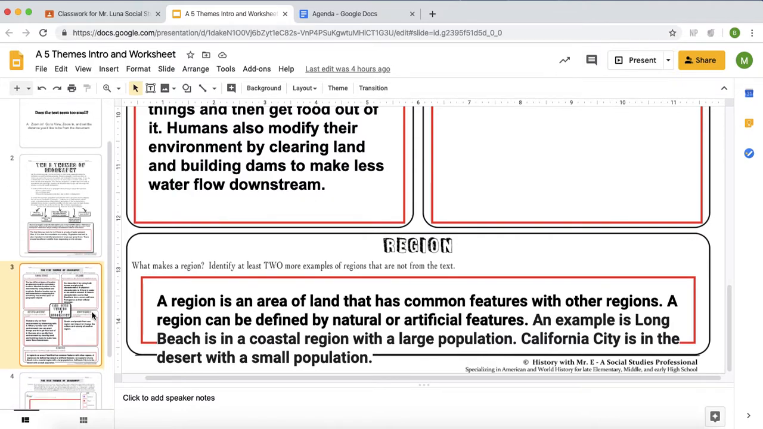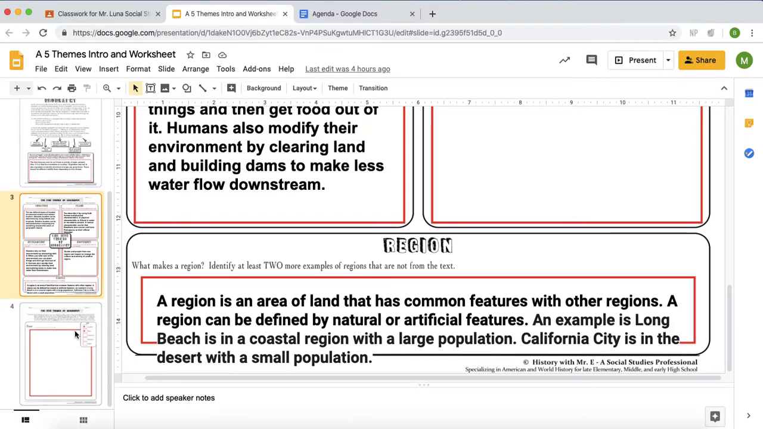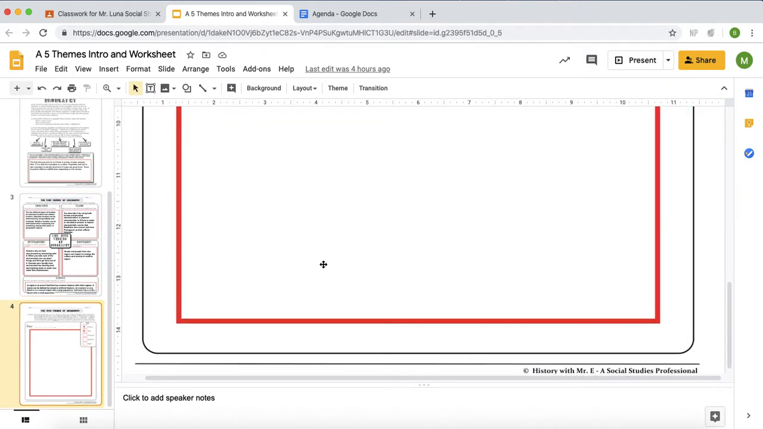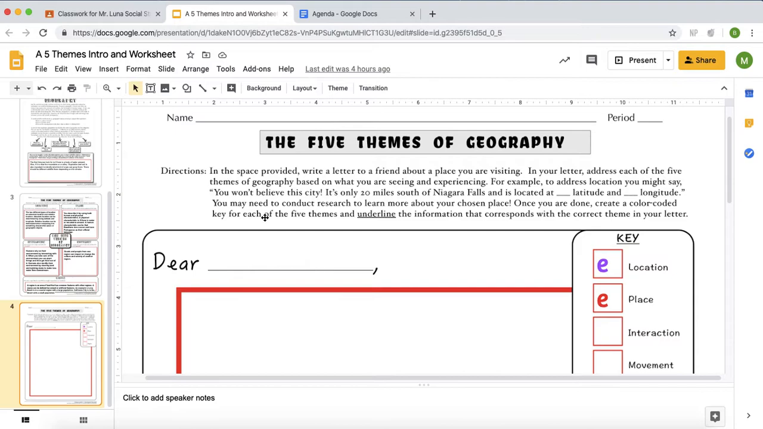Now, I did not talk about this in some periods, but this is what you should do for the homework. In the space provided, write a letter to a friend about a place you are visiting. In your letter, address each of the 5 themes of geography based on what you are seeing and experiencing. For example, to address location, you might say, "You won't believe this city. It's only 20 miles south of Niagara Falls and is located at blank latitude and blank longitude." So they're using absolute and relative location.